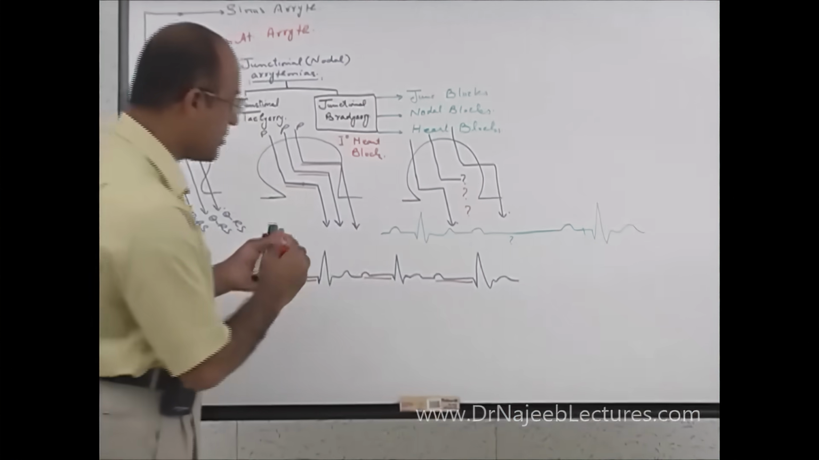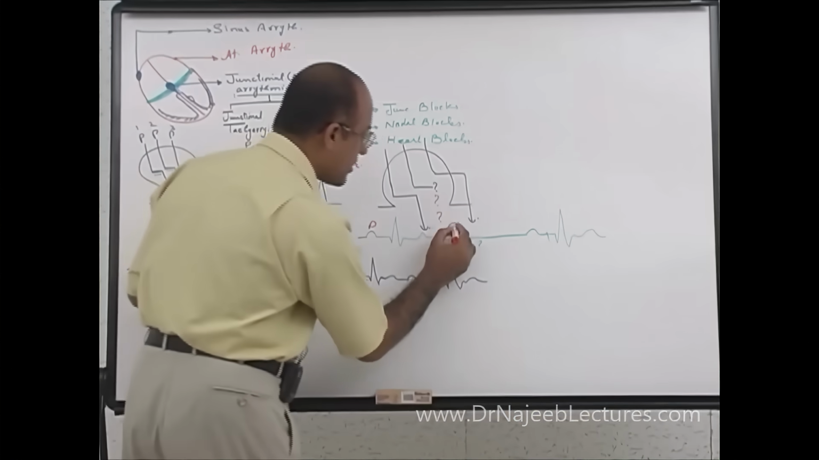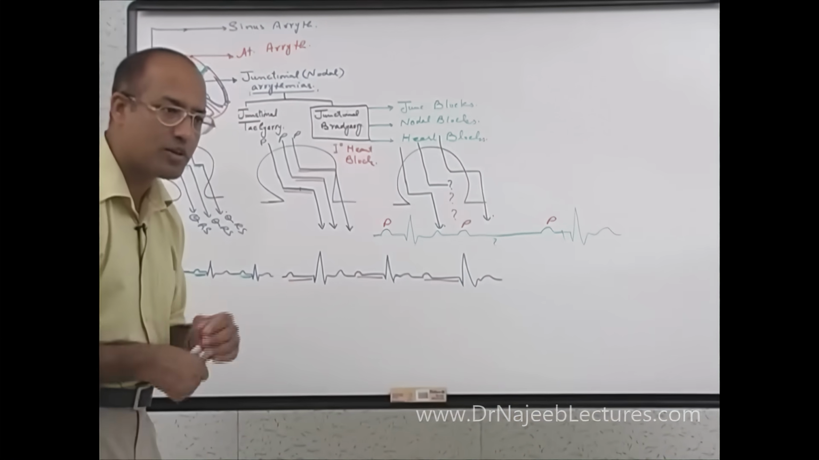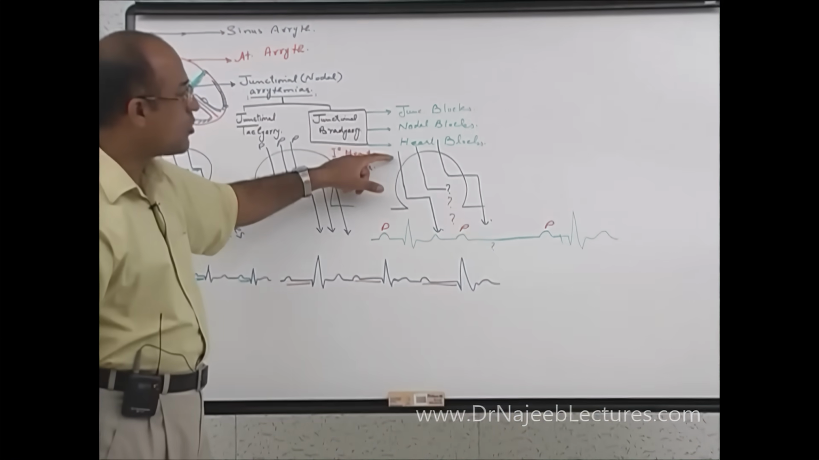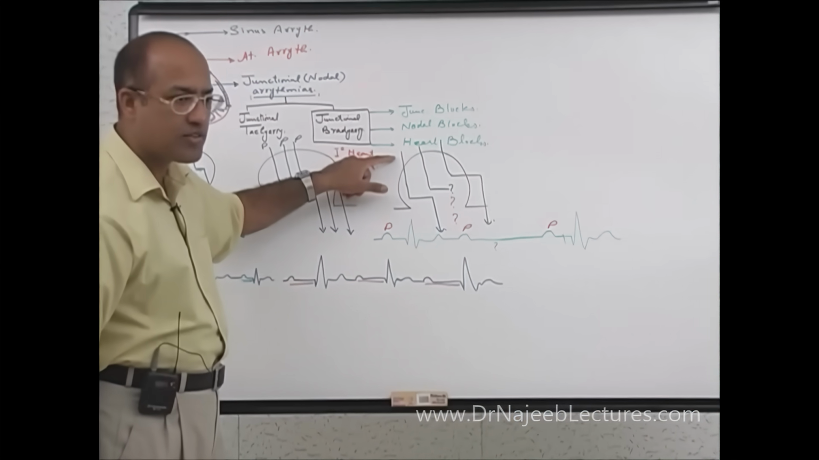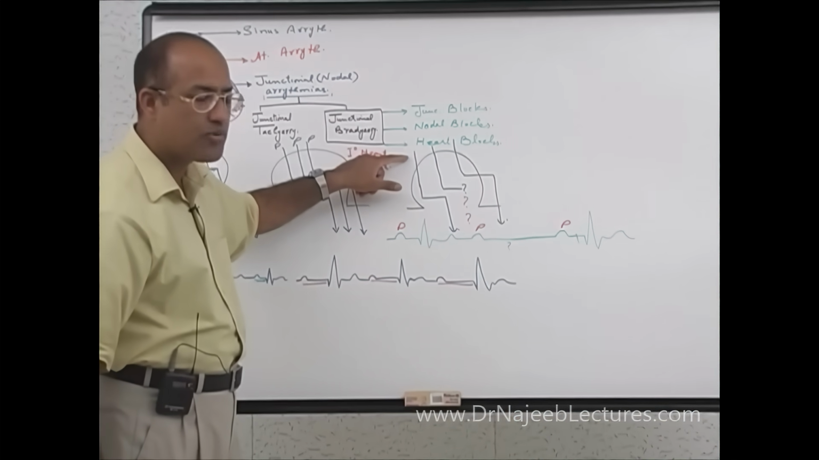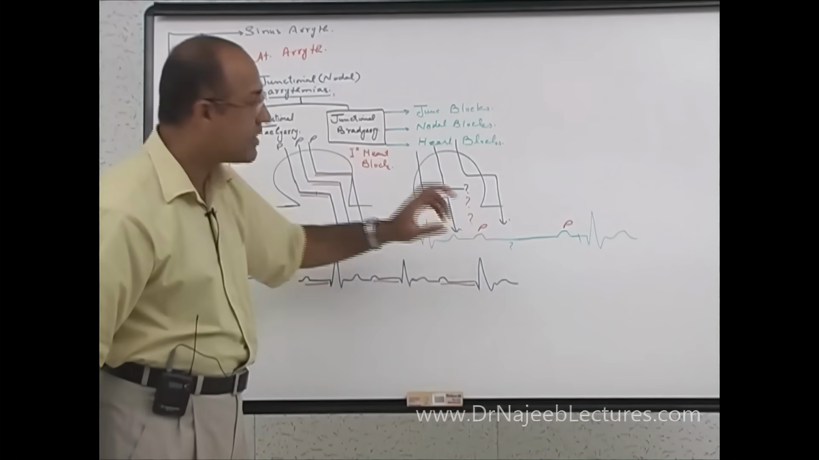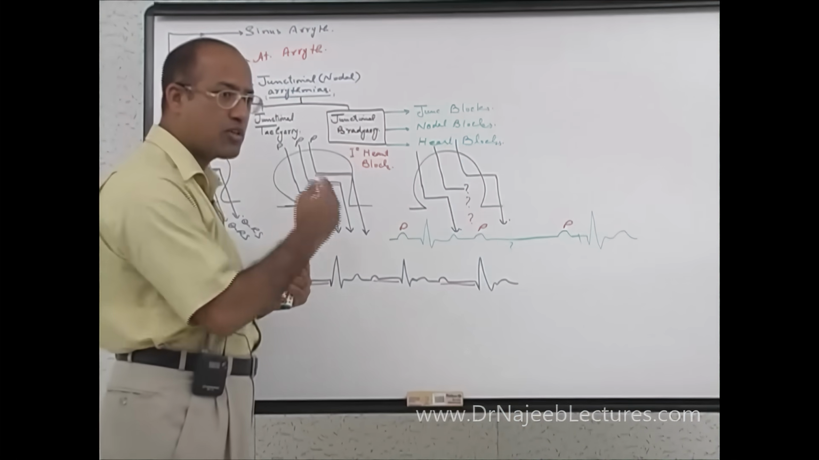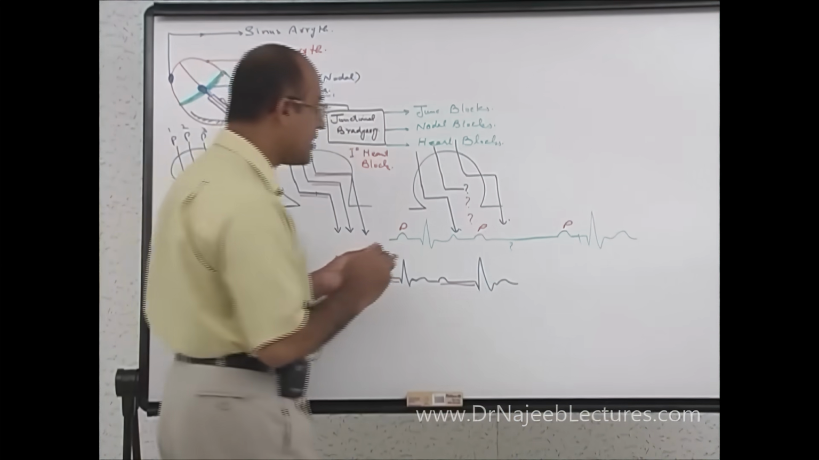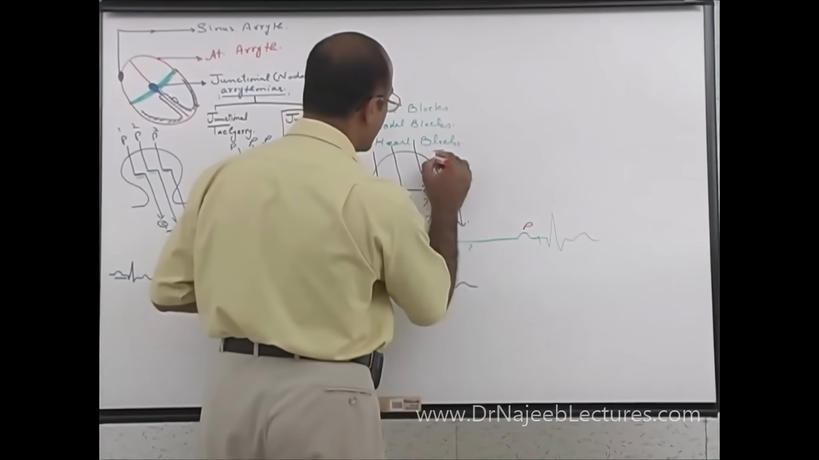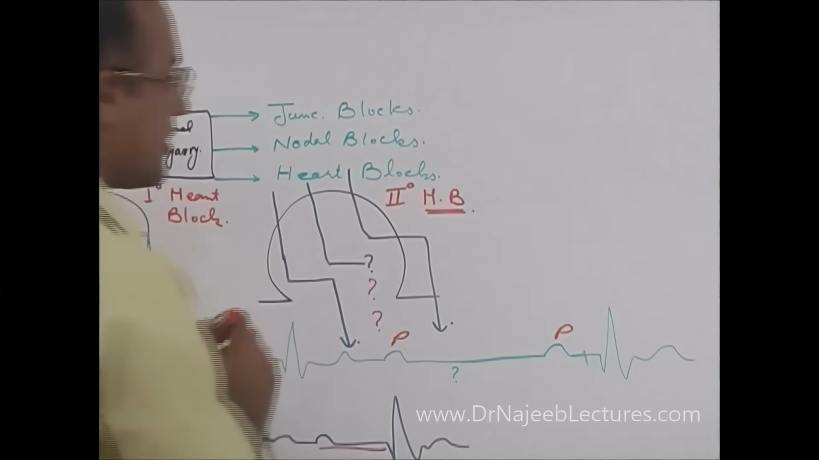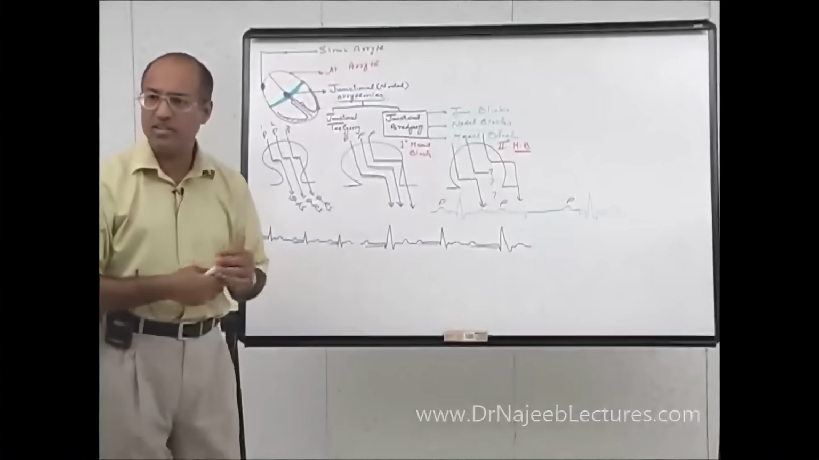In this particular example, how many P waves are there? 3. But how many QRS complexes are there? 2. It means that out of all atrial activities, some could conduct down and others could not, right? This type of block, which is more severe than the first block, is called second degree heart block.